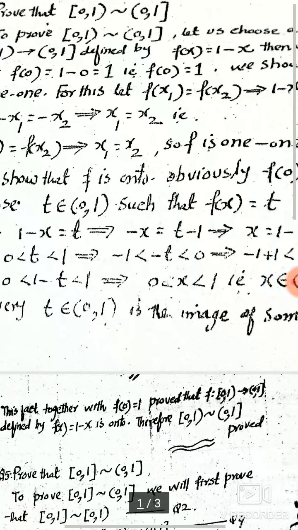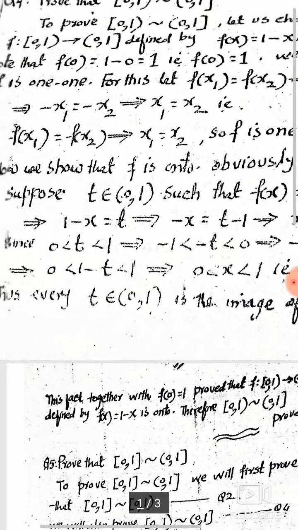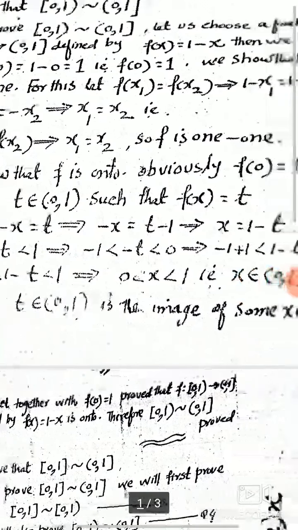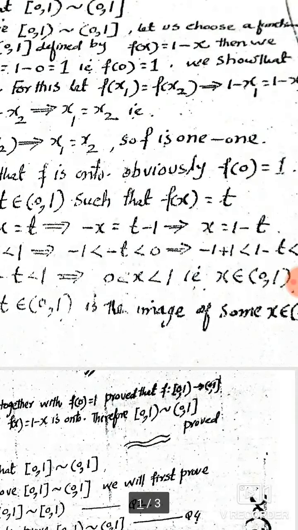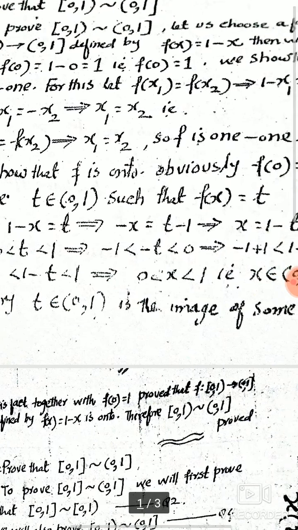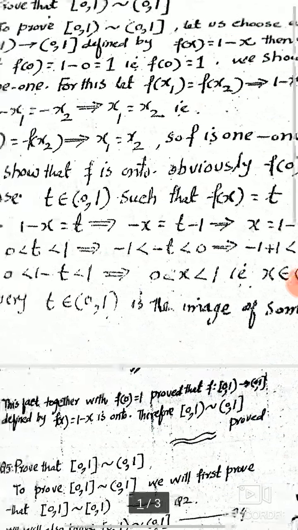Now we show that f is onto. Obviously, f(0) = 1. And suppose we take t belonging to the open interval (0,1) from the range such that f(x) = t. As f(x) is defined by 1 - x = t, shifting 1 towards the right side, it will become -x = t - 1. Multiply both sides by -1, it will become x = 1 - t.